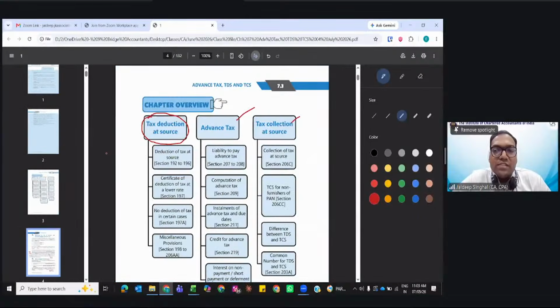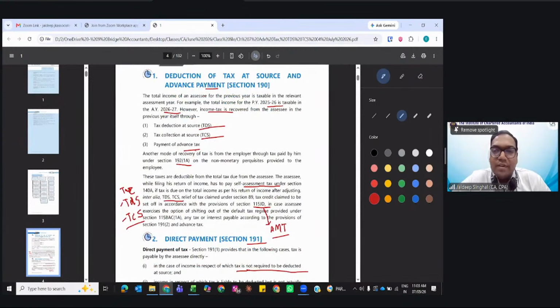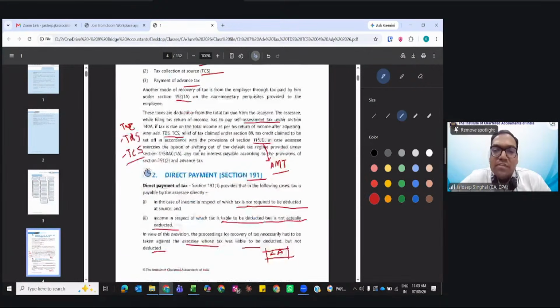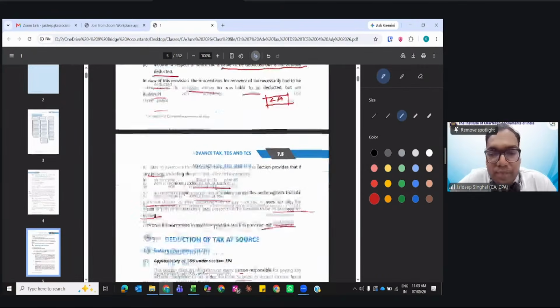First of all, we discussed the concept of TDS, then collection of taxes through TDS, TCS, and payment of advance tax. Then we discussed that whatever tax minus TDS minus TCS is your self-assessment tax you need to pay. Direct payment: whenever tax is liable to be deducted but not actually deducted, the assessee needs to pay their own tax, right?